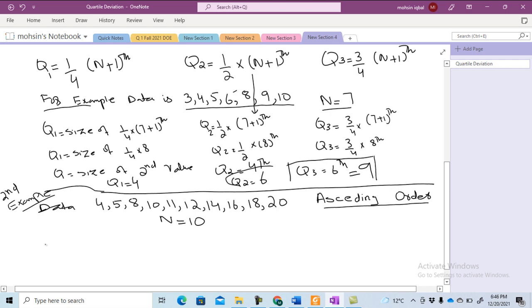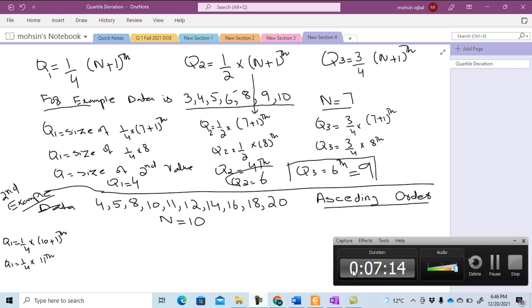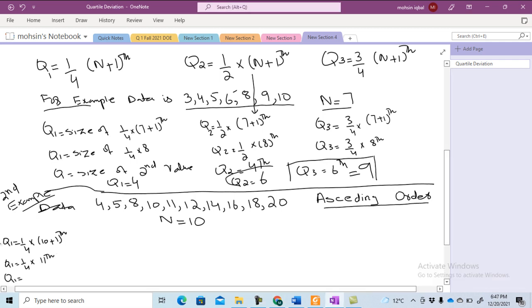So what I have to do is directly calculate my Q1, Q2, and Q3. Q1 will be equal to 1 by 4 multiplied by (10 plus 1)th value. So Q1 will be equal to 1 by 4 multiplied by the 11th value. When I divide it, it comes in decimal figures. So Q1 will be the 2.75th value.